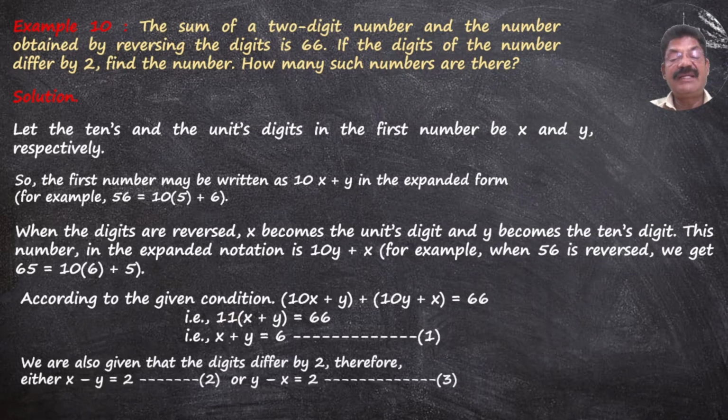We are also given that their difference is 2. Therefore, x minus y is equal to 2 or y minus x is equal to 2, because we do not know which number is bigger, x is bigger or y is bigger. So, we will get two equations, x minus y is equal to 2 or y minus x is equal to 2. So, now we solve either 1 and 2 or 1 and 3.